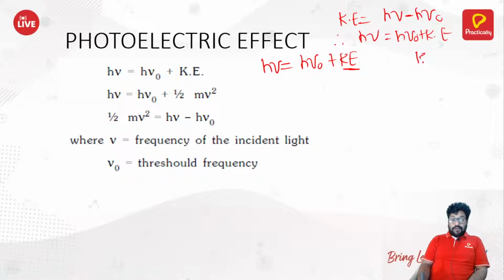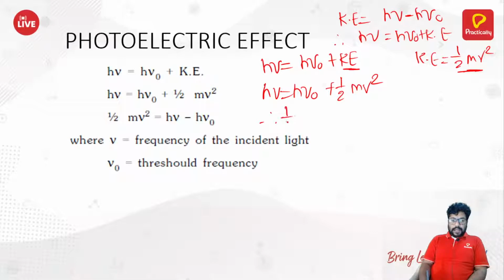And we all know, we studied in 8th or 9th standard, that kinetic energy is equal to half mv square. And potential energy is equal to mgh. But that's a different thing, we don't need to concern that here. So h nu is equal to h nu 0 plus half mv square, or you can also say half mv square, which is equal to kinetic energy, is equal to h nu minus h nu 0.